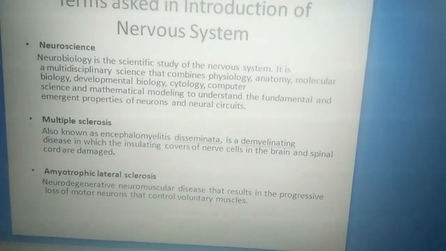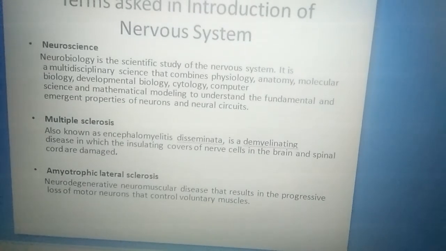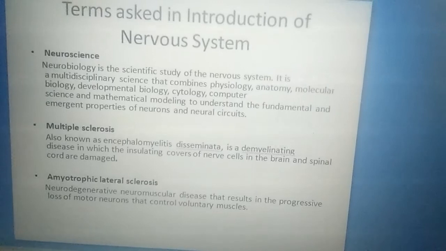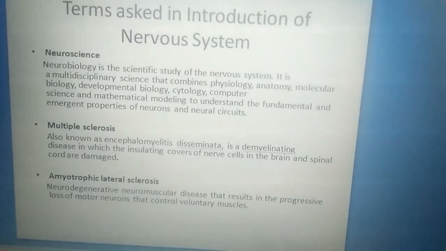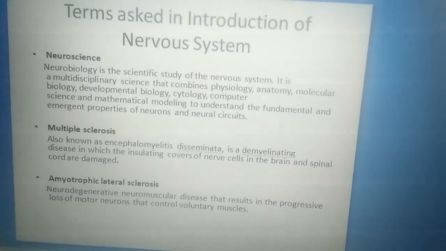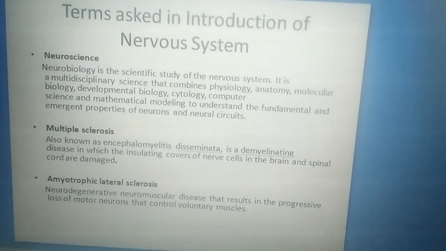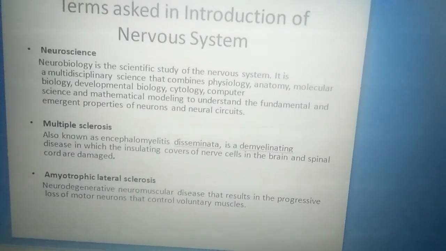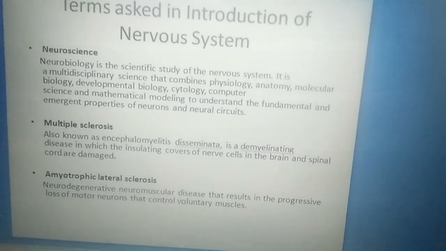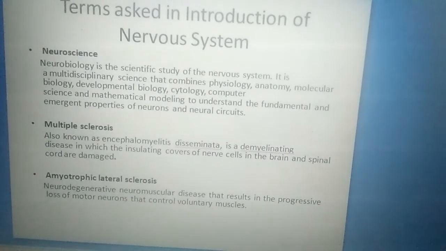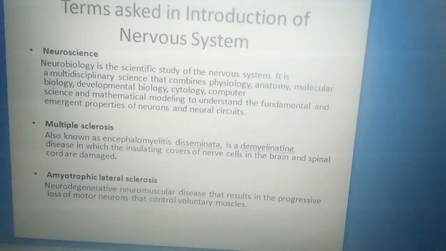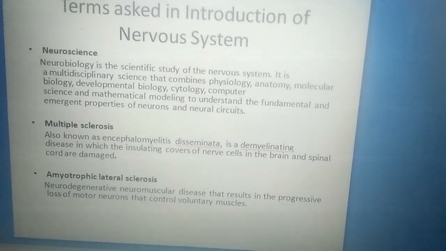Multiple sclerosis, which is also known as encephalomyelitis disseminata, is a demyelinating disease. It damages the nerve cells in the brain and spinal cord. Amyotrophic lateral sclerosis is a neurodegenerative neuromuscular disease which results in the progressive loss of motor neurons that control the voluntary muscles.